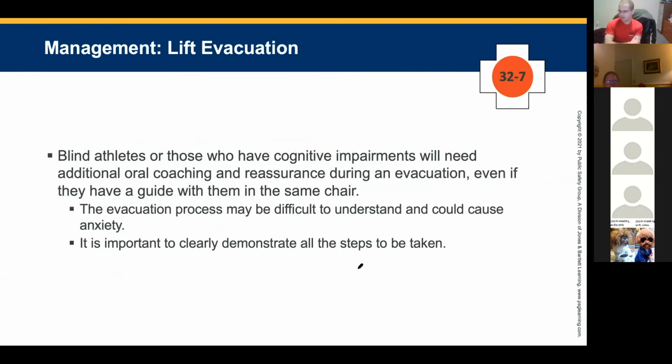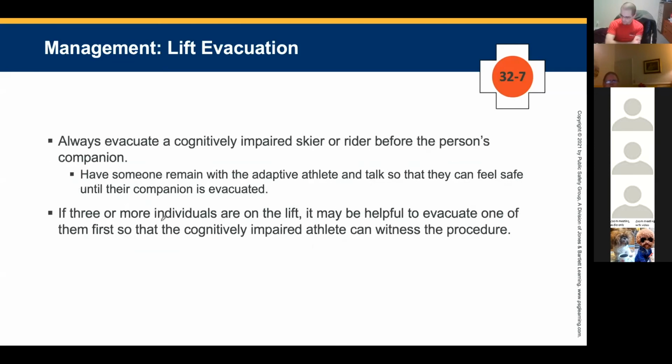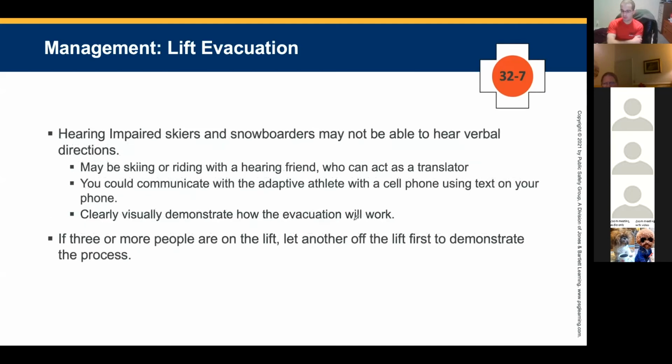Blind athletes or those who have cognitive impairments will need additional oral coaching and reassurance during evacuation, even if they have a guide with them in the same chair. The evacuation process may be difficult to understand and can cause anxiety. It's important to clearly demonstrate all the steps that we are taking. So we always want to have a cognitively impaired skier or rider before the person's companion. We want to have someone remain with the adaptive athlete and talk so they feel safe until their companion is evacuated. If 3 or more individuals are on a lift, it may be helpful to evacuate one of them first so the person knows exactly what is going on.